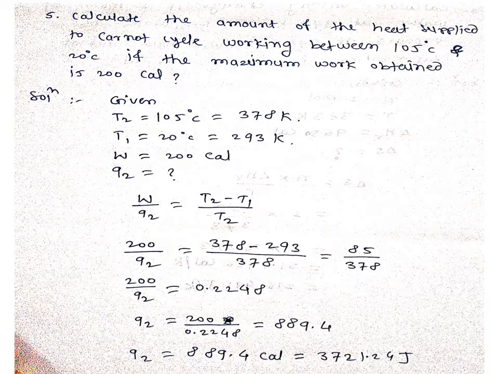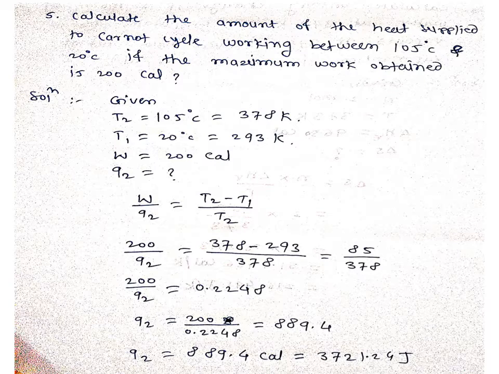To calculate Q2, we have to take the formula of efficiency, that is efficiency is equal to work done divided by heat absorbed, which is equal to T2 minus T1 divided by T2. What is given in this example: work done, T2 and T1 are given, and we have to calculate Q2. To calculate Q2, first put the values of W, T1, T2 into this formula. You will get this one and solve this formula for Q2.